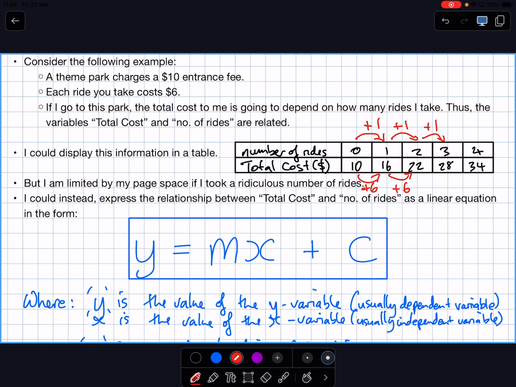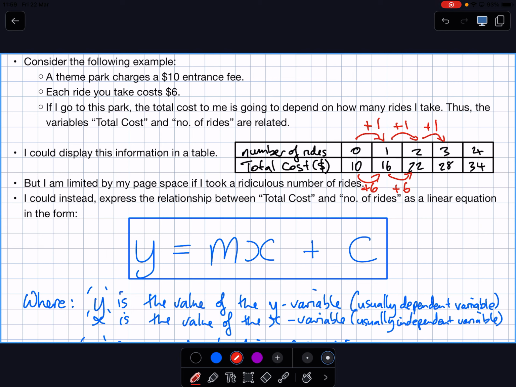I could instead, I missed this one. I am limited by my page space. If I took a ridiculous number of rides, is that the most efficient way of displaying this information? If I took 50 rides, I'd have to have a table that went across, went across, and then maybe went down again, and it would look messy. I can express this in one statement, a linear equation.